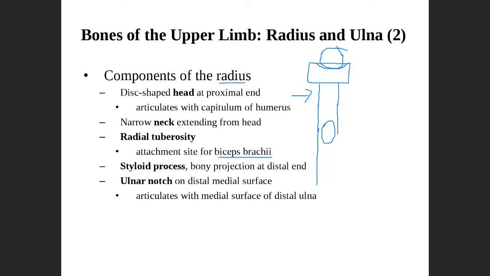So we go to the far end of the bone, down to the distal end. It's a horrible drawing, but deal with it. You'll have this bump at the distal end here. That's called the styloid process. Then you'll have this little notch here in which the ulna articulates. We call that the ulnar notch. That's an awful drawing of the ulna, but you know what I mean.